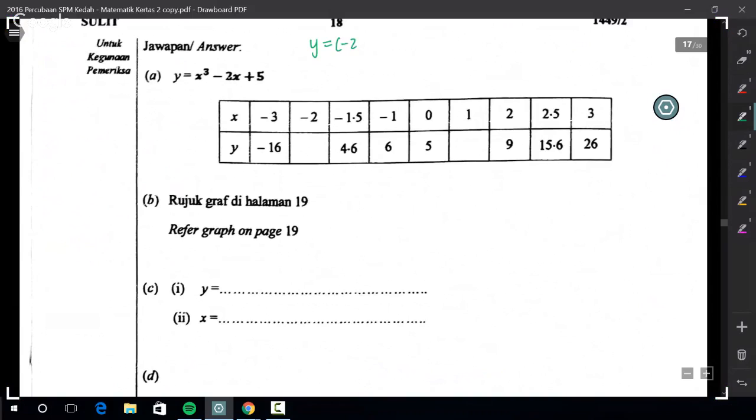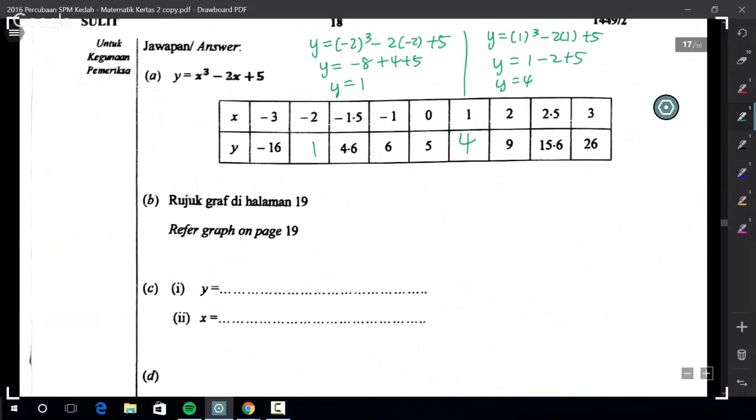So you get -2 cubed minus 2 times -2 plus 5. Of course, a lot of students will use a calculator to do that. You can use a calculator, no problem. All right, so this one is basically just 1. And then the same thing for this one. 1 cubed minus 2 times 1 plus 5. This one equals 1 minus 2 plus 5. This one will be 4. All right, this is sort of a bonus mark question.